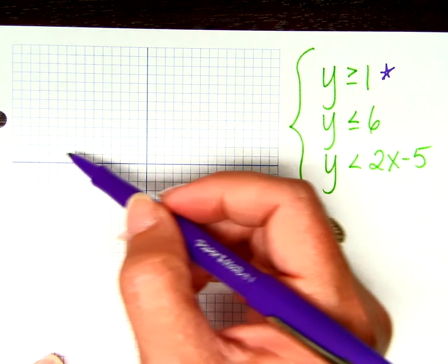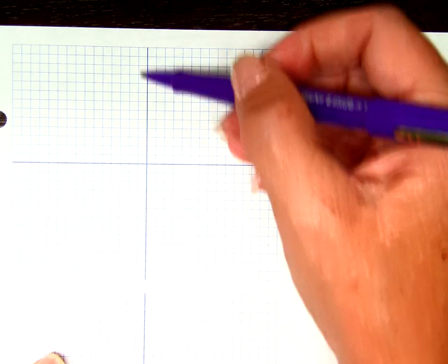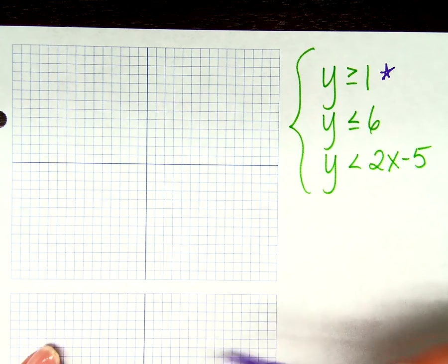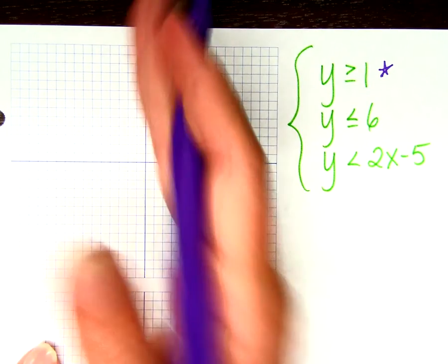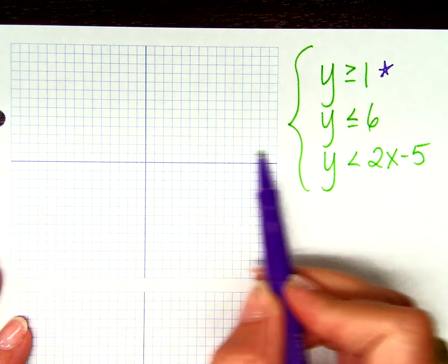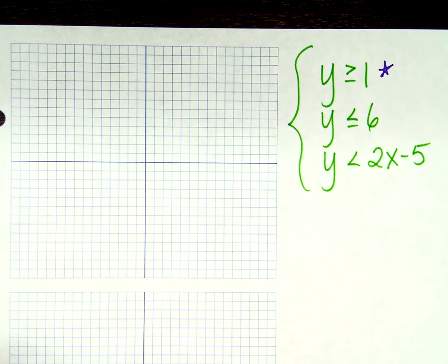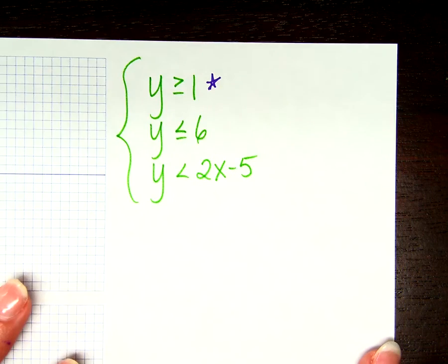So is it going this way or is it going this way? Guys, which one is the y-axis? This one. If it's crossing the y-axis, it has to cross at 1. So it is a horizontal line. Does that make sense?